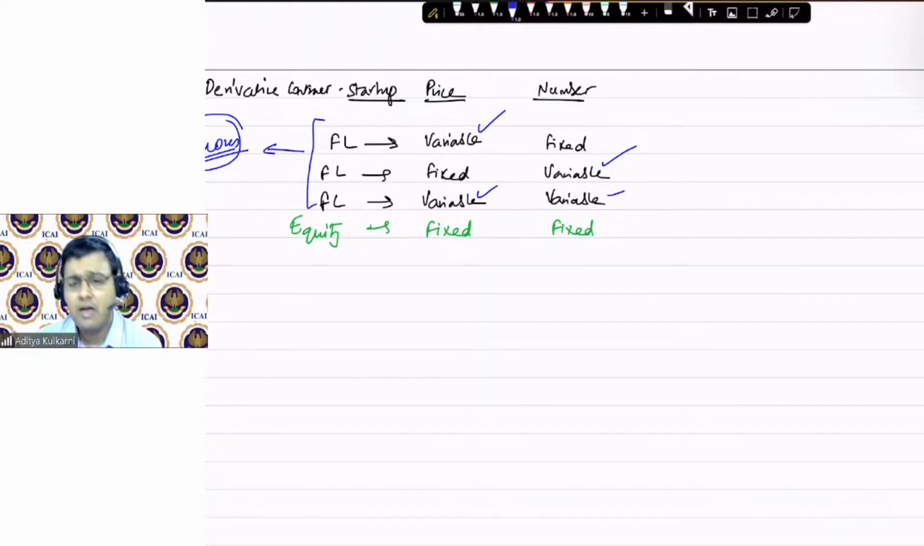Okay. And in the last case, the private equity fund commits that we will issue this many number of shares at this price. We will take it from you and then you issue the shares to us.